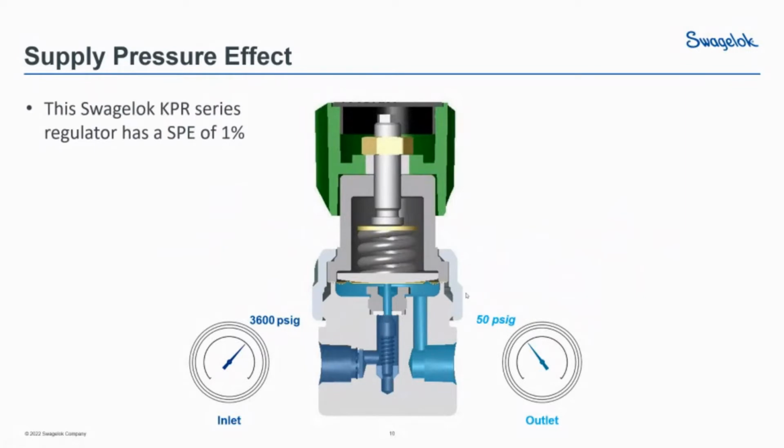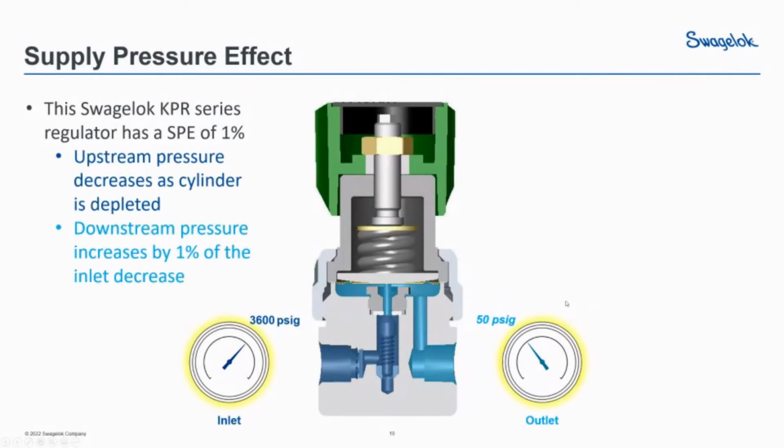Now, the particular regulator that we've selected, we know has a supply pressure effect of 1%. We've looked it up in the catalog for this particular part number. And we're going to have a look at what happens as we decrease the inlet pressure. So you can see the yellow highlighted gauges are moving. Our inlet pressure is going down. Our outlet pressure is going up.